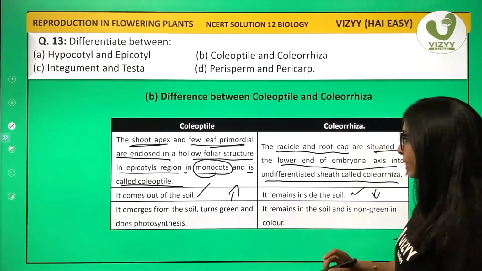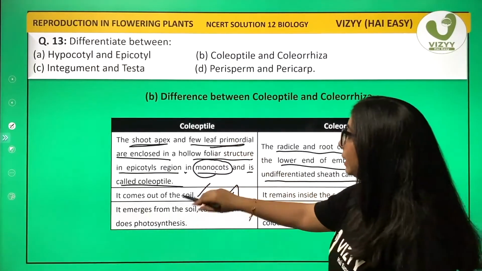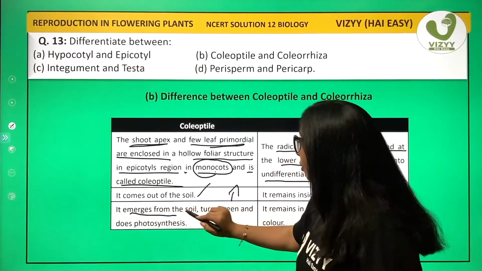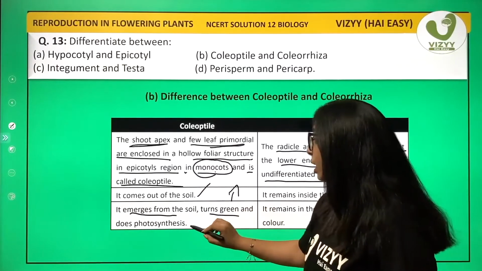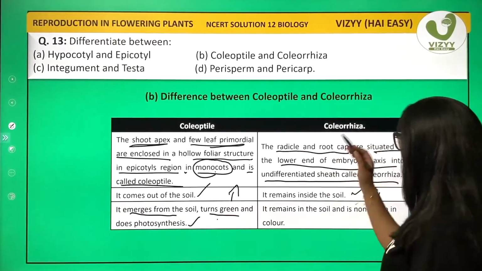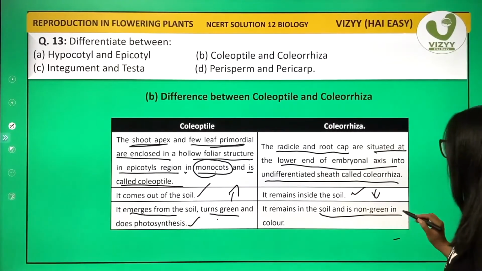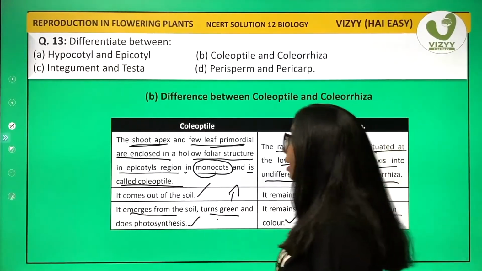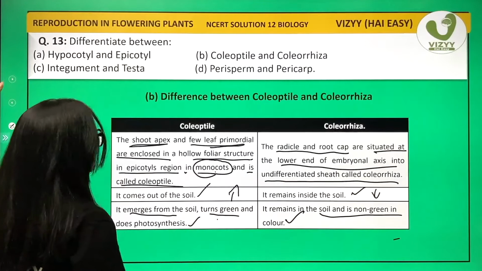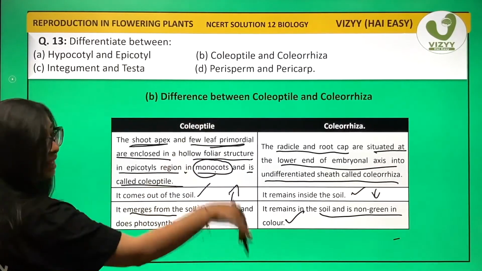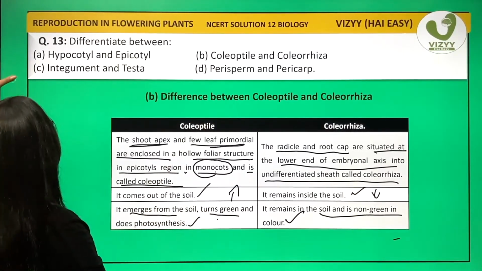Look at the arrows I'm making. Coleoptile will emerge from the soil, turn green and do photosynthesis, whereas coleorhiza will remain inside the soil and will not change color, and it is not green as it stays inside the soil. Now, categorizing it.